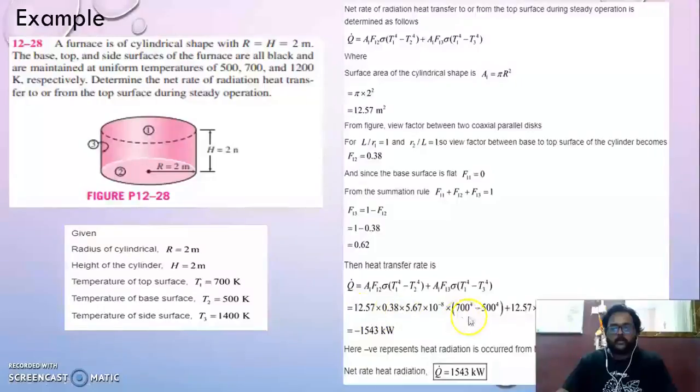So when you substitute all the values inside, you will get negative 1543 kilowatts. So here, do not worry. The negative value actually represents the heat radiation occurring from the base to the top surface, so it's going in the opposite direction, a negative direction. So the net rate of heat radiation we get is 1543 kilowatts. So this is the final answer for this question. So with that, thank you.